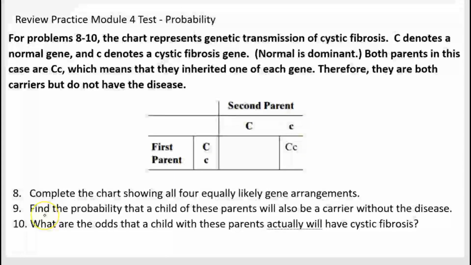Now, number 8 says complete the chart showing all 4 equally likely gene arrangements. So remember, you're just filling in the table. So we have a row and we have a column. And on the first row and the first column, they're both capitalized. So that's capital C, capital C. Now, the first row, second column is already filled in for us, which is capital C, lowercase c. Now, the second row, first column, notice it's a lowercase c, but the second parent is capitalized. And then for the last situation, again, the first parent's a lower c, and the second parent's a lower c.